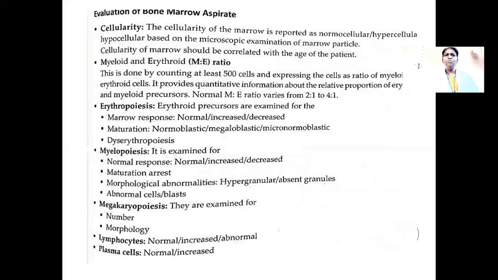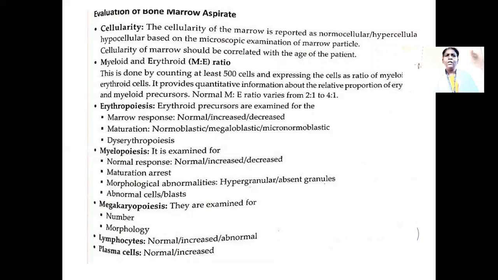Next, evaluation of bone marrow aspirate. What we need to evaluate: first is the cellularity. Under cellularity, the cellularity of the marrow is reported as acellular, hypocellular, normocellular or hypercellular based on the microscopic examination of marrow particles. The cellularity of marrow should be correlated with the age of the patient.